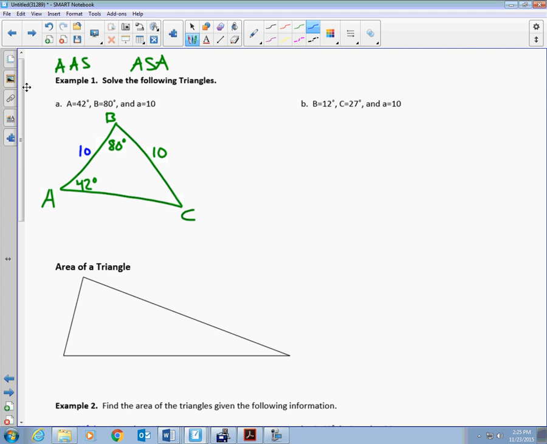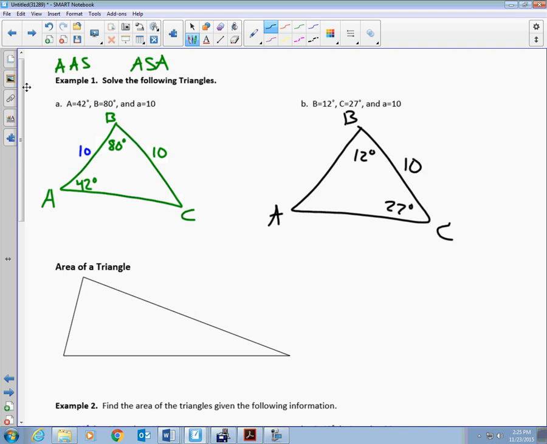Here's another one here, okay? I'll draw this one. We've got, call it A, B, and C. B we'll call 12, C is 27, and A is 10. Which one is that? Angle, angle, side, or angle, side, angle? Angle, side, angle, because the side is included with the two angles. That's the difference.